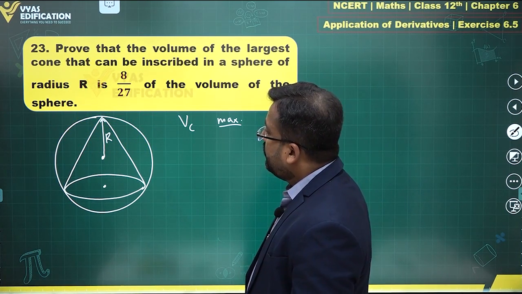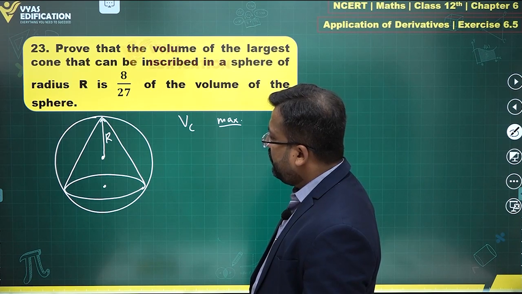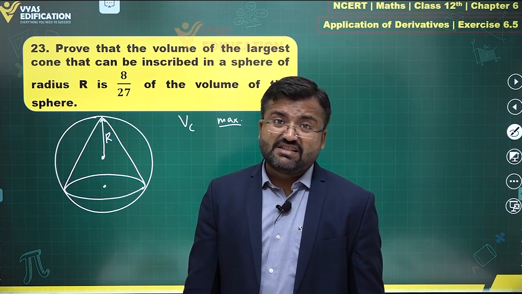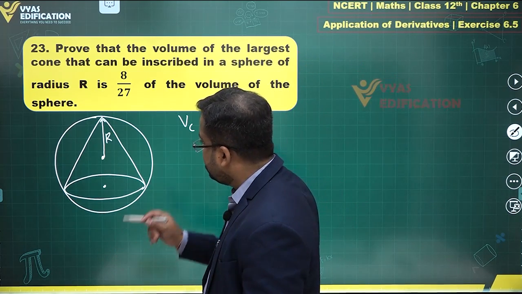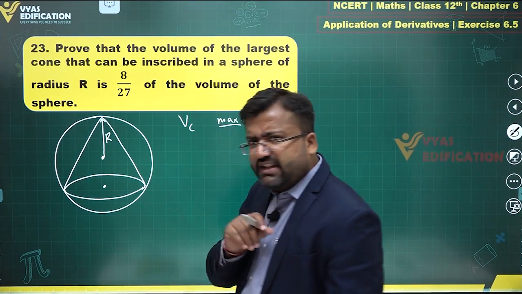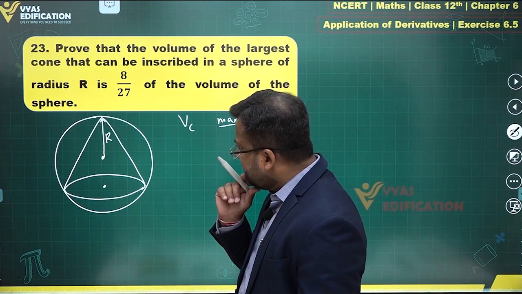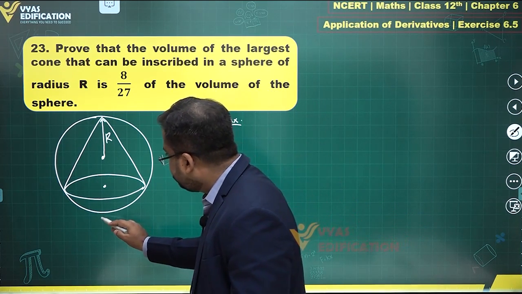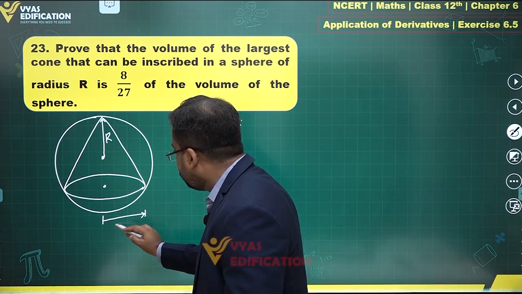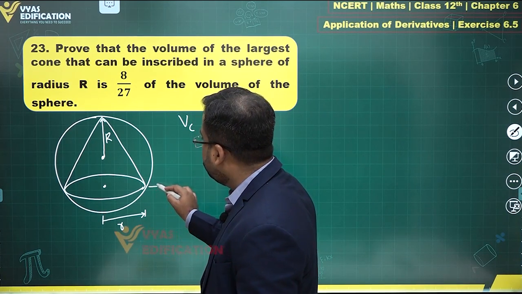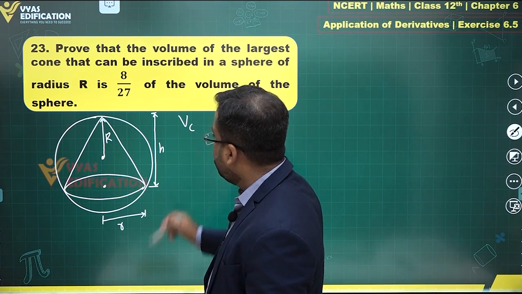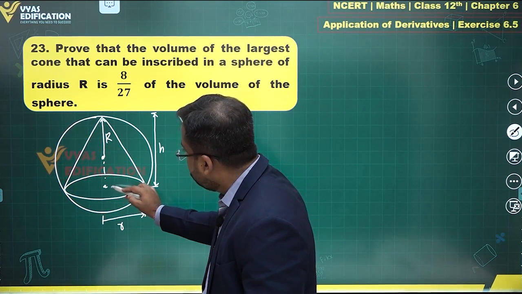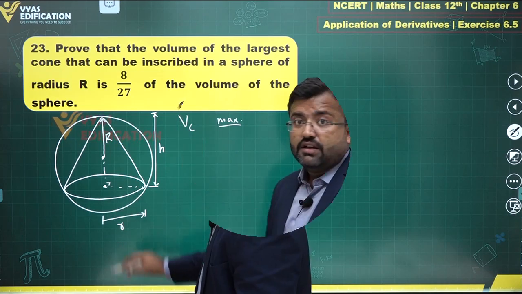And what about this cone? The height and radius are the two important things, right? There will be some relation between the radius and height. And yes, what is that relation? This here is the radius r of the cone, and this here is the height of the cone. Do you observe that both of these will form a right angle triangle over here?